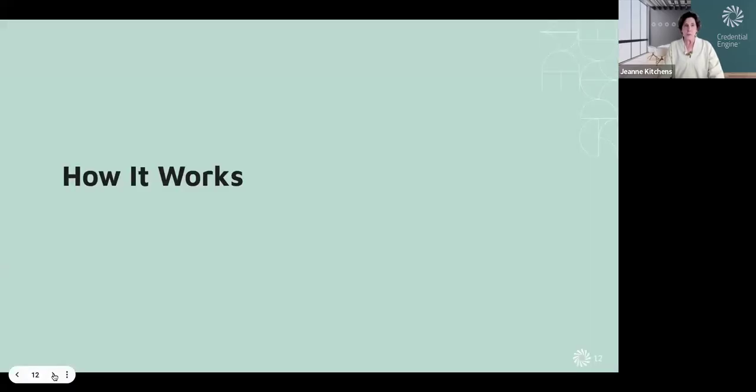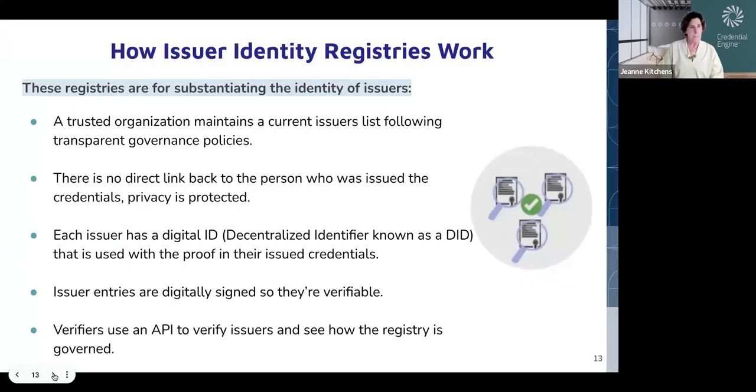So let's look at how it works. And if we're getting any questions in the Q&A, let me know if we should pause and answer them. So go ahead, Ariel, let's look at how it works.